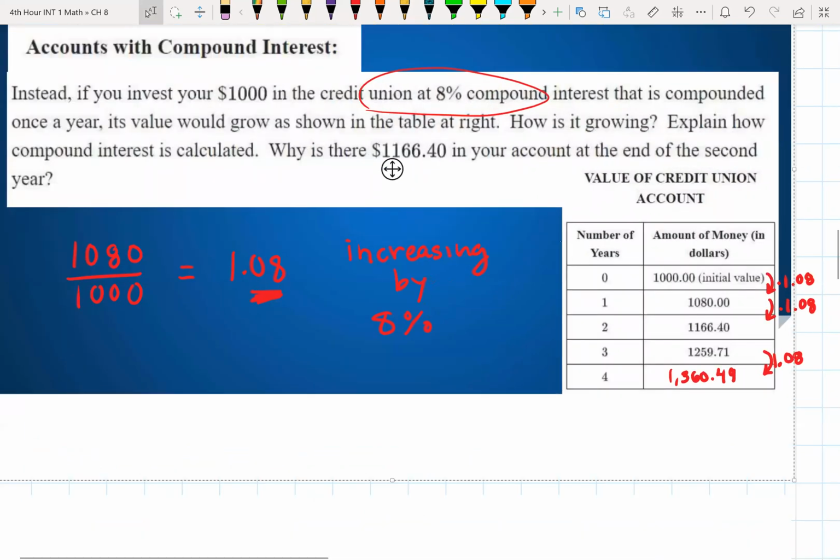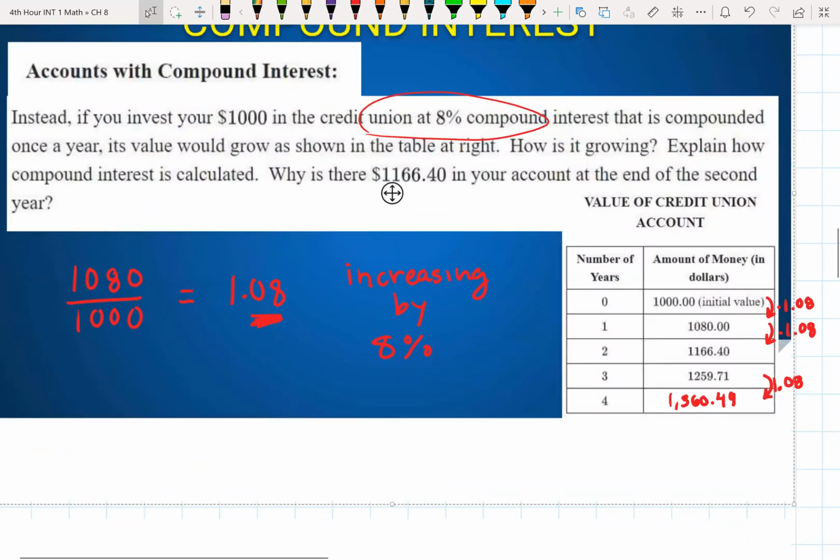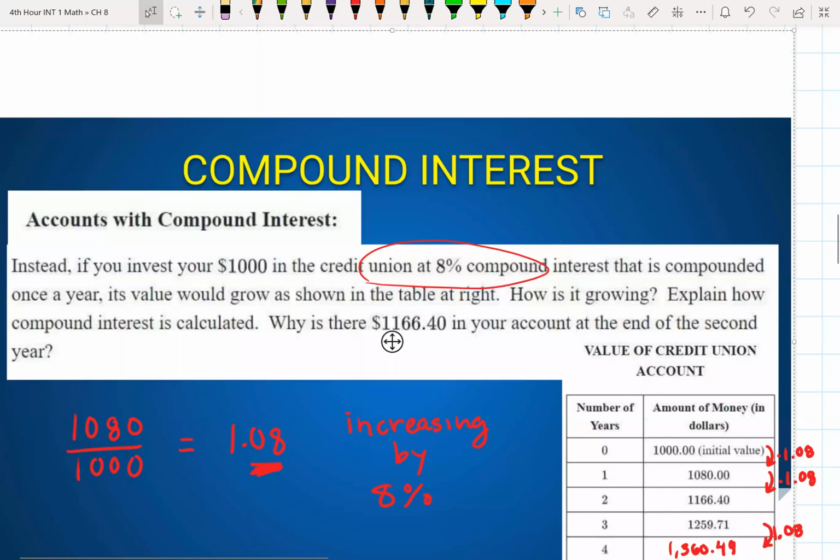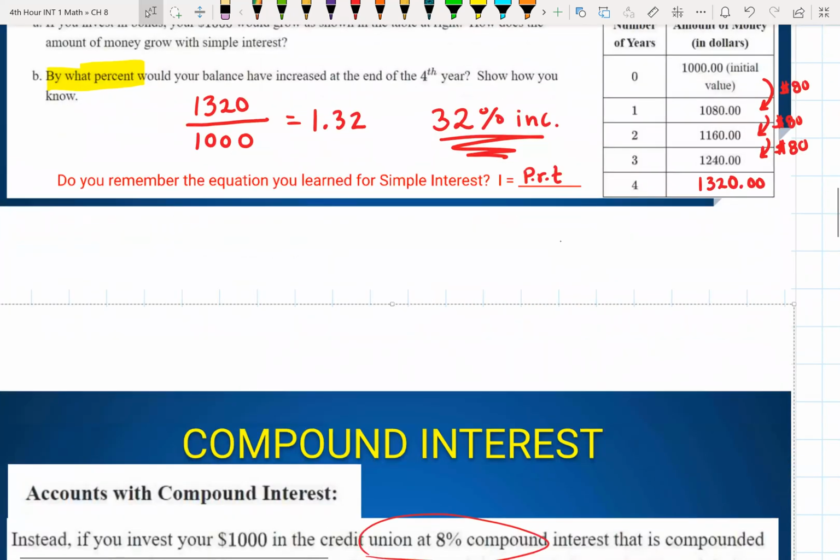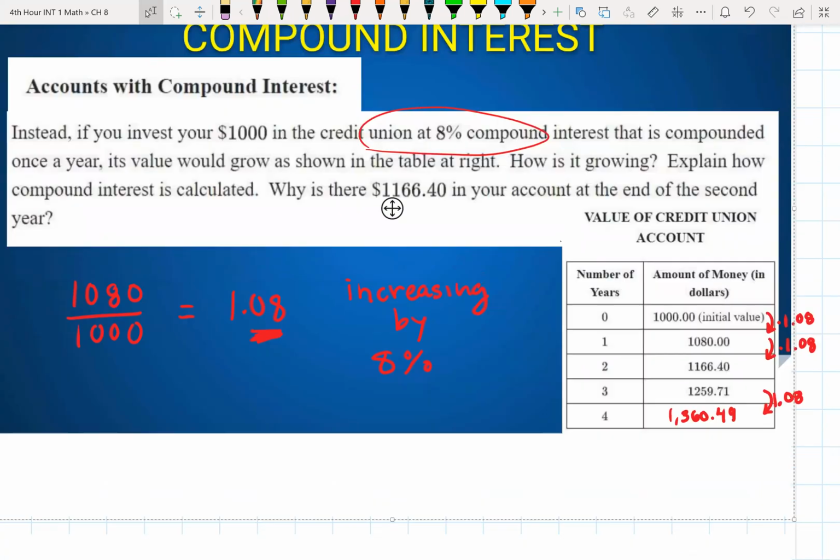How did that compare to the simple interest? Remember that one? Let's go back up here. You only had 1320 there after 4 years. After 4 years here, you got 1360. And it's going to keep multiplying by 1.08 instead of just adding by 80 each time.